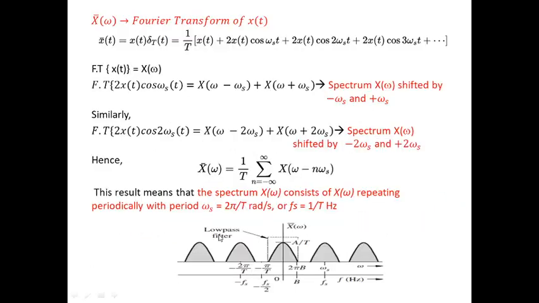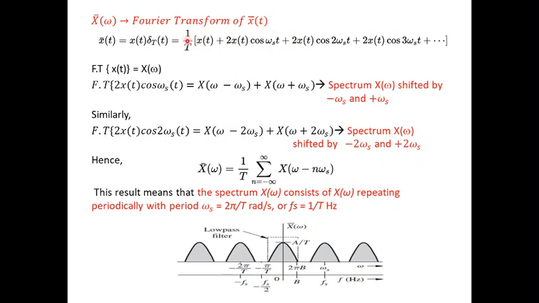So proceeding, x cap of omega is the Fourier transform of x cap of t. So rewriting the expression again from the previous slide, the Fourier transform of x cap of t is equal to, we need to find out the Fourier transform of each and every term in this expression.